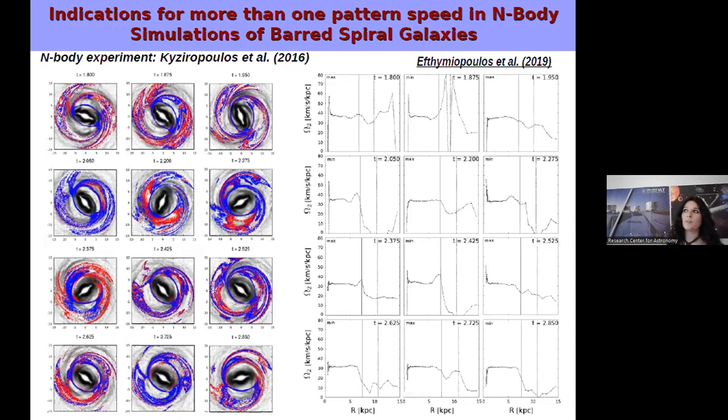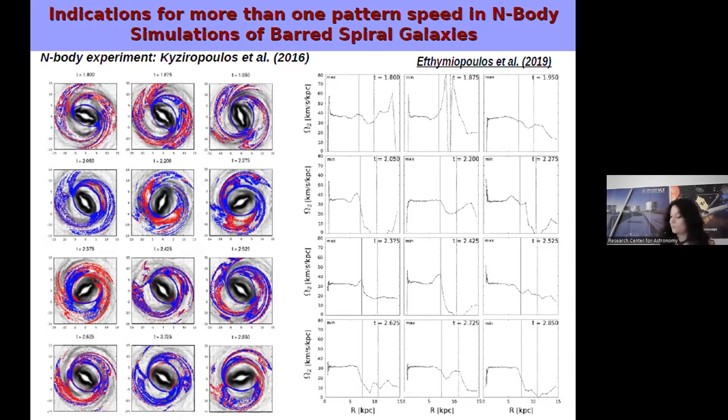However, in this particular paper, there was another analysis of the radial profile of the angular velocity of m equal two modes. When I refer to m equal two modes, I mean the bisymmetric structures like the spiral arms and the bar. These are the modes, the harmonics, I mean, of the Fourier analysis. I will talk about that later. We can see that in some cases there are two different plateaus, which means two different constant values of the angular velocity of these m equal two structures.